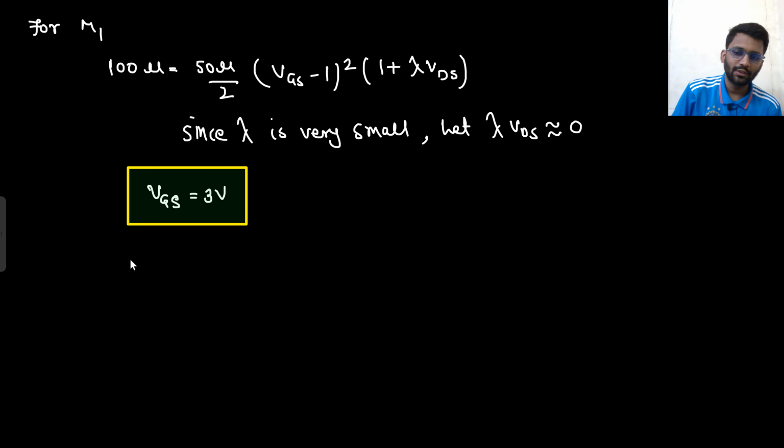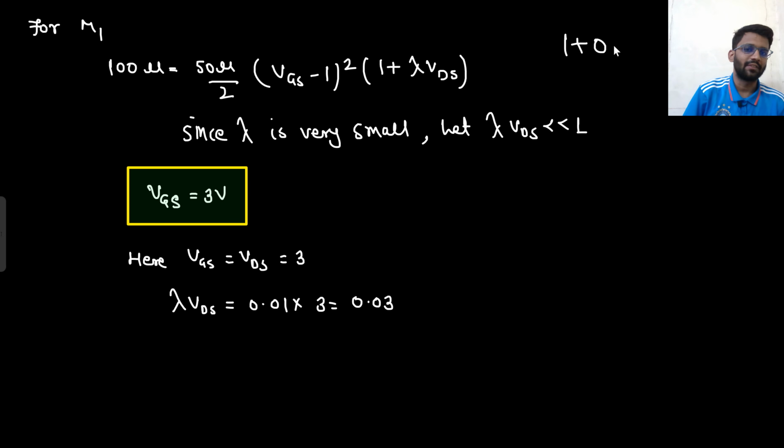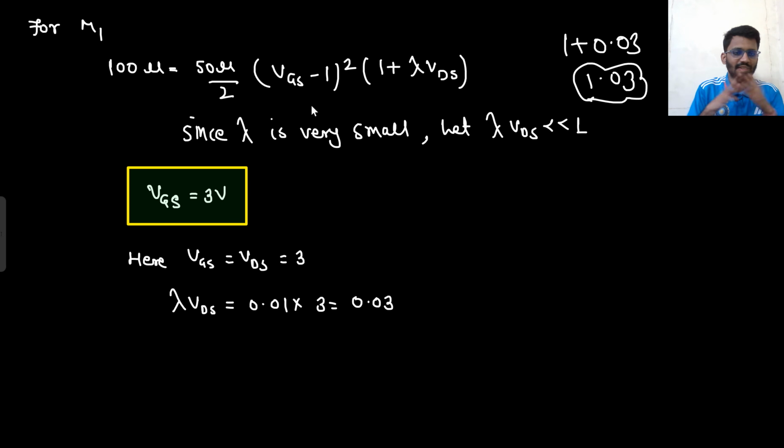And now here VGS is equal to VDS, right? Here VGS is equal to VDS and that is equal to 3 volt. So what did we consider nearly equal to 0? We considered lambda VDS, that would be 0.01 into 3, that would be 0.03. I should not write that it is equal to 0, I should write that it is very less than 1, because if it is very less than 1, this will be considered equal to 0 only. 1 plus very less than 1, 0.03. So nearly it would be 1.03 only. So it will not change our answer much, right? So nearly VGS value will be 3.